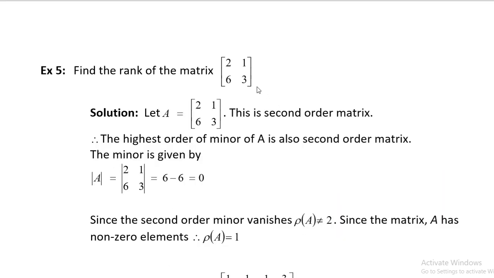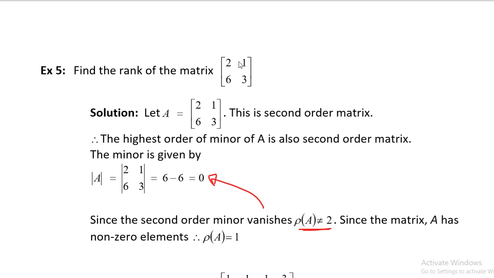Okay, so as in this example, this is also a 2 by 2 example, but this determinant, which is also the minor of this one, is 0, right? So it means the rank is not 2. Since the second order minor vanishes, meaning the value is 0, rank cannot be 2, it has to be less than 2.